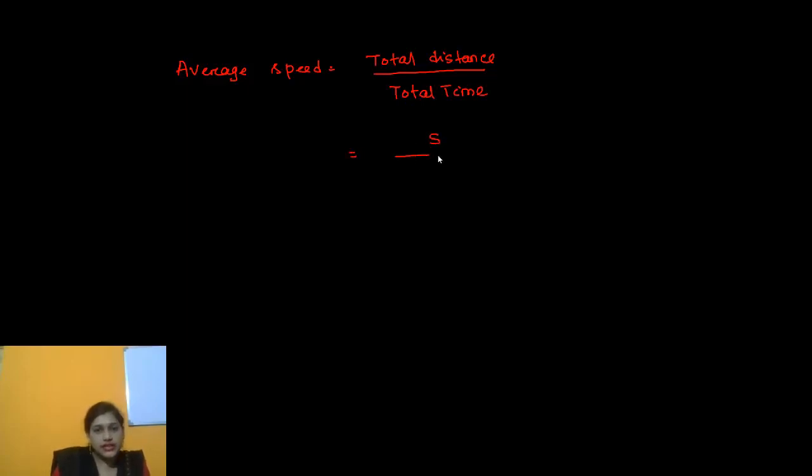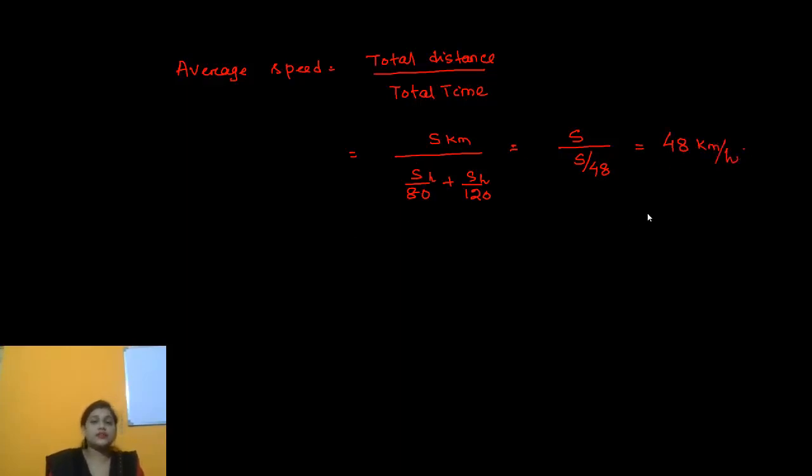Now we have to find the average speed. We know the formula: average speed is equal to total distance divided by total time. The total distance is s, and the total time is the first half s by 80 plus the second half s by 120, as we solved in the previous slide. This is in hours and this is in kilometers. Now by solving this we get s by 48. So the final answer is 48 km per hour. The average speed of the car is 48 km per hour.